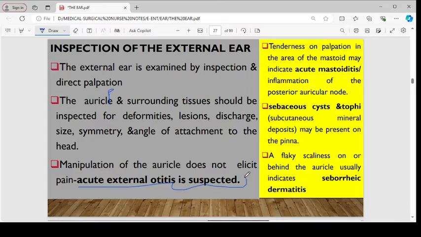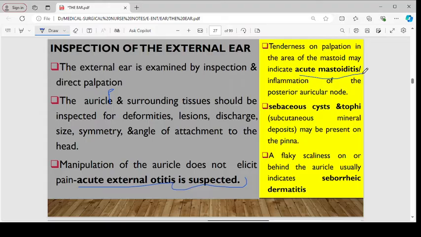We can also do palpation on the mastoid area. In a normal case, the patient does not need to show any signs of tenderness, right? But in the case the patient is demonstrating tenderness on palpation, then we could suspect that this patient is suffering from acute mastoiditis or inflammation of the posterior auricular nodes.